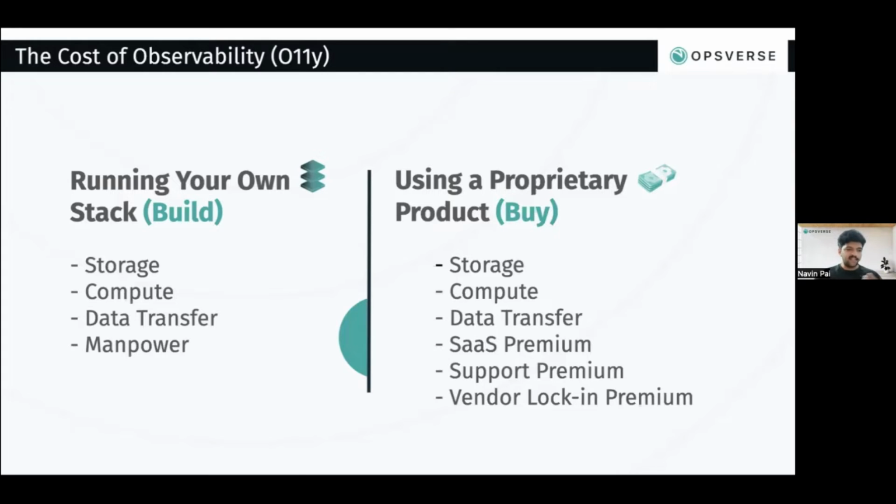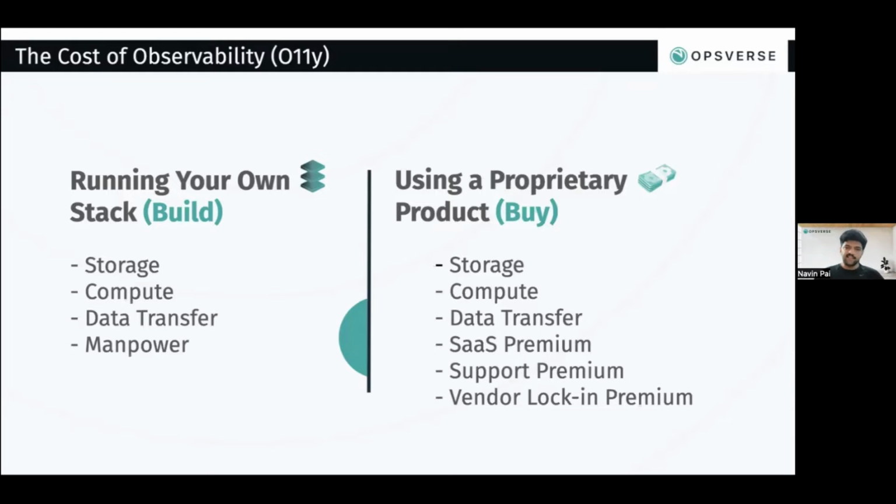And obviously, the other side that comes in with the build system is keeping things up to date, making sure all security vulnerabilities are patched, bringing in certain features that enterprises need, and so on and so forth. On the other side, if you go to proprietary products, there you're paying for, again, storage, compute, and data transfer, which is a very common thing that you'll notice between both the build and the buy side.